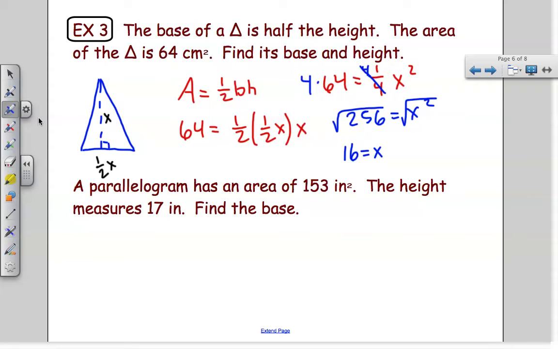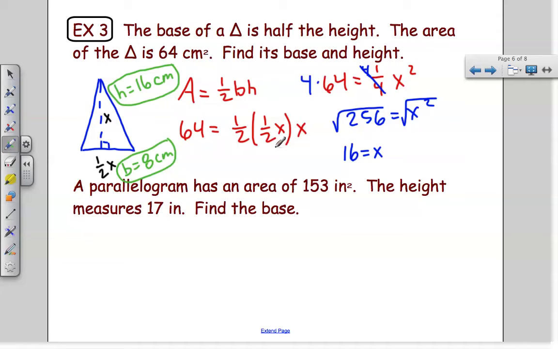So what are the base and the height of this triangle? Well, if x is 16, the height then, and I'll do h equals, is actually 16. Now what's the label? Area was centimeters squared, so the height must have been in centimeters. The base was half of the height. Height was 16, half of 16 would be 8, also in centimeters. And we can check, is the area really 64 centimeters squared? If I did 1/2 base times height, is that 64? Yes, 1/2 of 8 times 16 is 64, and you're good to go.